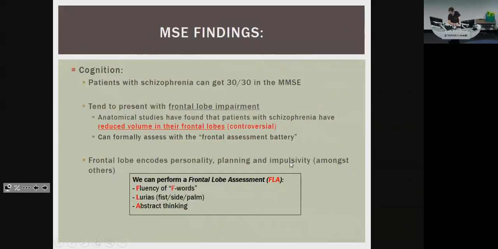And you ask this by using an idiom, like, tell me what this means to you: people who live in glass houses shouldn't throw stones. And to me, what that means is, okay, if I'm insecure, I shouldn't be picking on other people, something like that, some higher level of thinking. But a person with schizophrenia who's got frontal lobe impairment will tell you, well, if I live in a glass house, I don't want people throwing stones at my glass house because it's going to break the house. See how they're losing that extra element of abstract thinking? Really interesting. But FLA, that's the way you do it.